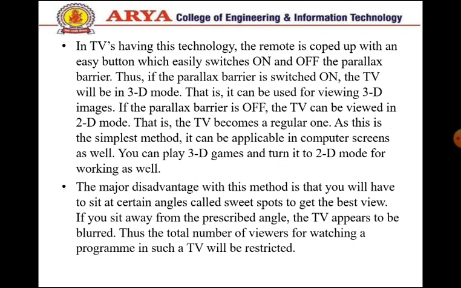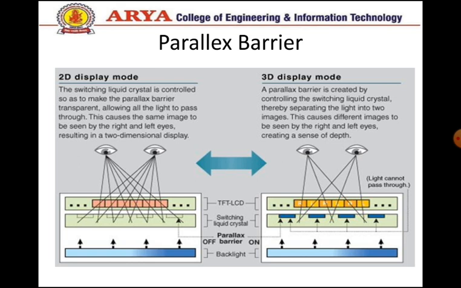The major disadvantage with this method is that you will have to sit at certain angles called sweet spots to get the best view. If you sit away from the prescribed angle, the TV appears to be blurred. Thus, the total number of viewers for watching a program in such a TV will be restricted. This is how the parallax barrier works.